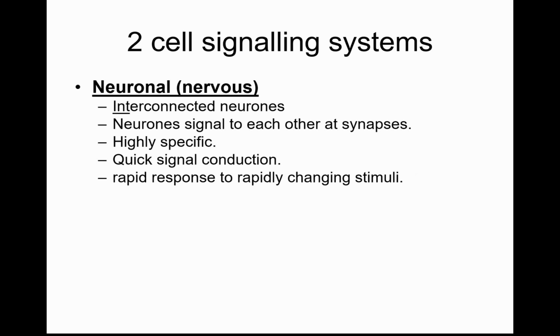They signal to each other at synapses, so they can transmit information between neurons. It's highly specific in that the nerve impulses, the electrical impulses passing down the neurons, pass directly to a target organ or tissue or cell. It's highly specific and directed because you've got neurons directly linking up to the targets from the receptor. But they can cross-link to many other places because you've got synapses.